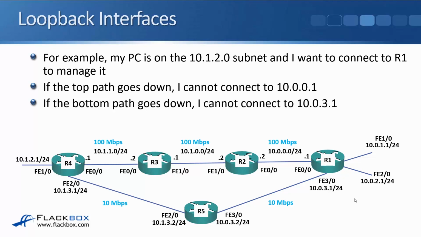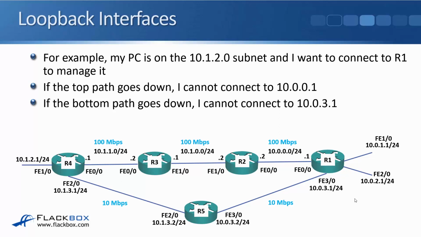Okay, so here you'll see an example of why we're using a loopback. We've got a PC, let's say, which is behind router R4, and it's got IP address 10.1.2.10. And we want to connect to the R1 router to manage it. Well, we've got two paths that we can get to R1 via R4 from. We can either go along the top path, or we can go along the bottom path. But if the top path goes down, we can't connect to the 10.0.0.1 IP address on R1, it's down.